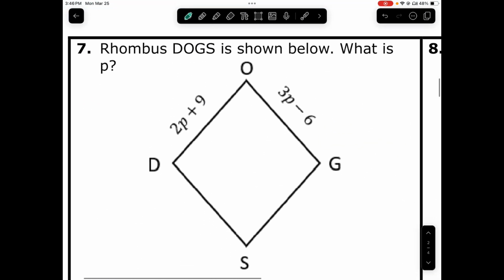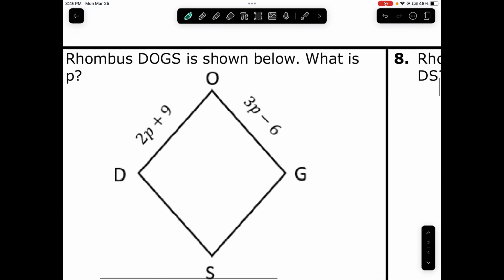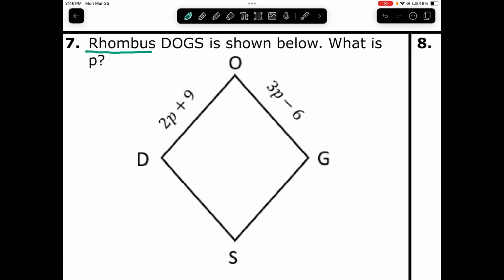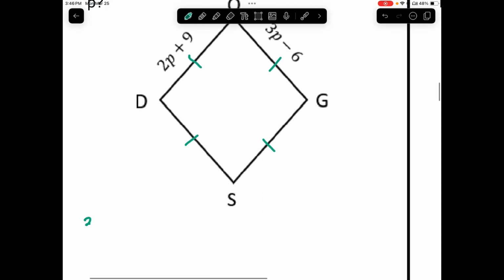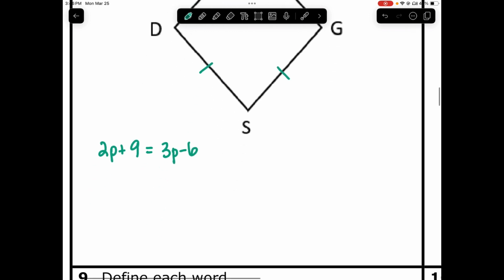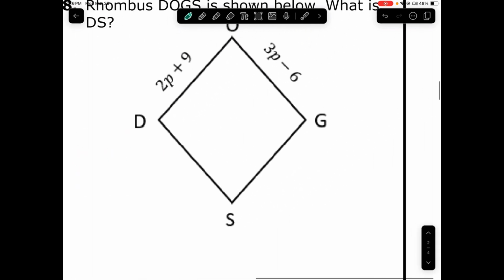Number 7, rhombus DOGS is shown below. Since this is a rhombus, all the sides are congruent. Since all the sides are congruent, we can just put them, well, why would I put a 3 there? 2p plus 9 is going to be equal to 3p minus 6, part equals part. And then you just solve for p, you should get 15. And that's all we needed to do for this one. Go ahead and try number 8.